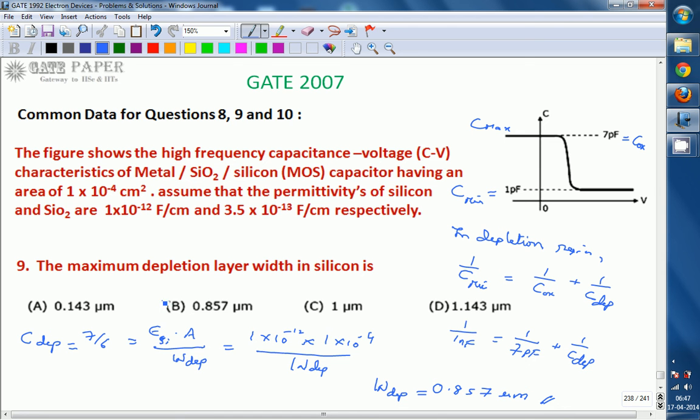The right option for this question is B. W depletion is equal to 0.857 micrometers.